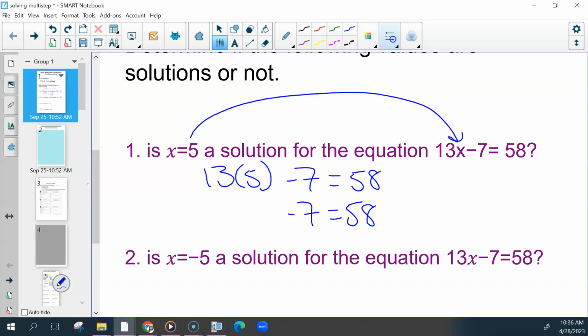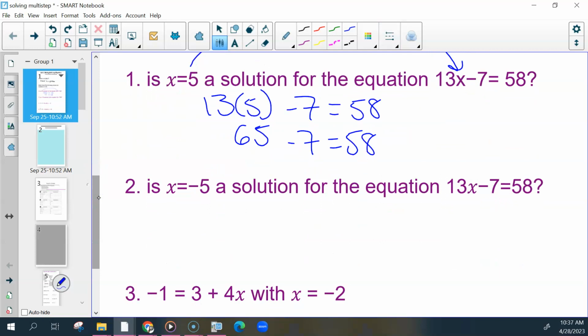What's 13 times 5? 65. 65 minus 7 is 58. So we can say this is a true statement. 58 equals 58. That was the solution. Whoever solved this problem got that answer right.